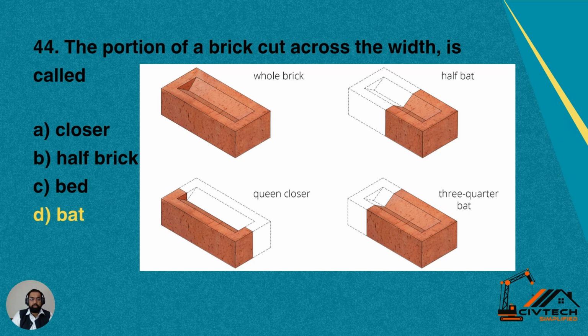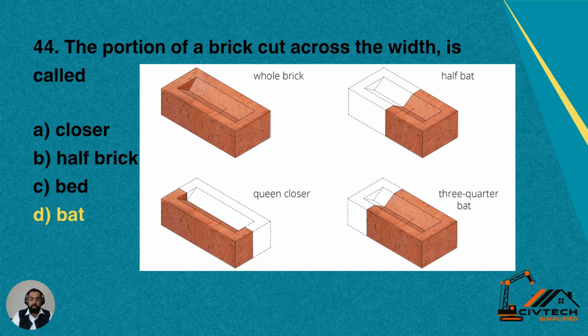44. This is also a very common question. The portion of brick cut across the width is called. So this question may come in two ways. Normally, it can come in this way, which is presented, and I will show the second way later as well. The portion of a brick cut across the width is called dash. Number A, closer. Number B, half brick. Number C, bed. Number D, bat. So yes, it is bat.